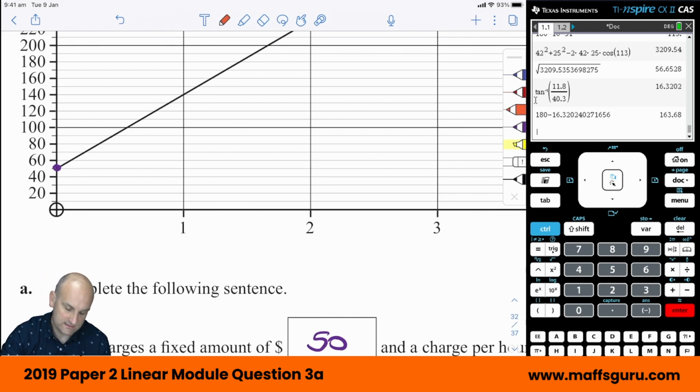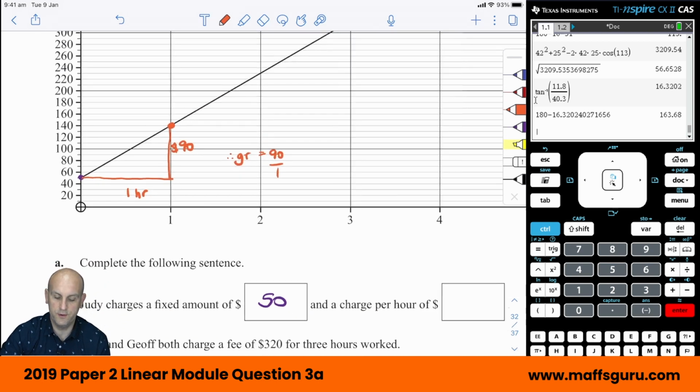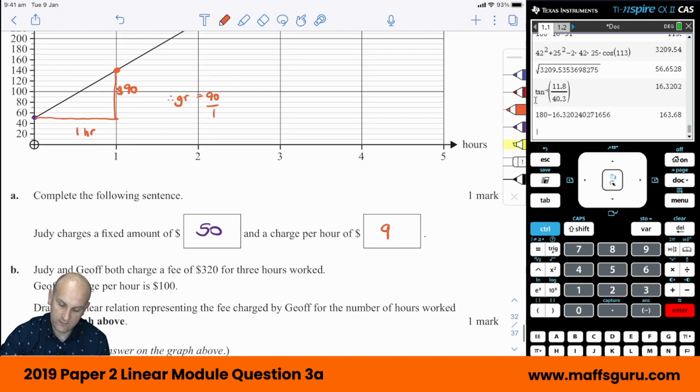And what I do is, if you remember, you try and choose a point that they give you that's nice and on a crossing point. I'm going to choose that one there. I do my rise over my run. So we know my run there is 1 hour. And then we go from 50 all the way up to 140. And so that would be $90. And therefore my gradient would be equal to 90 divided by 1, or 90. So in which case they would charge per hour of $90.